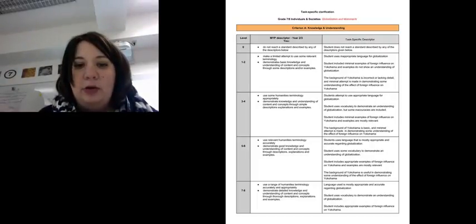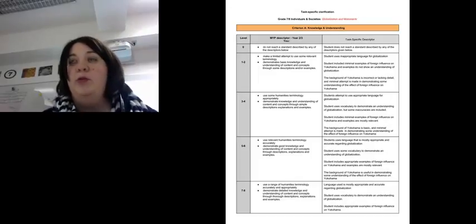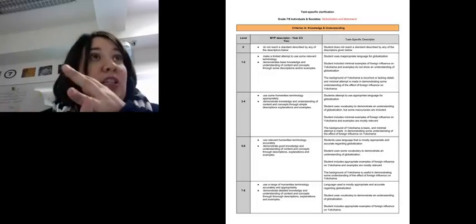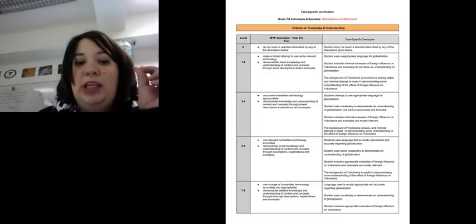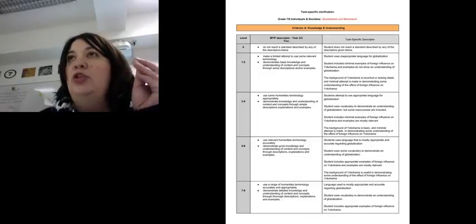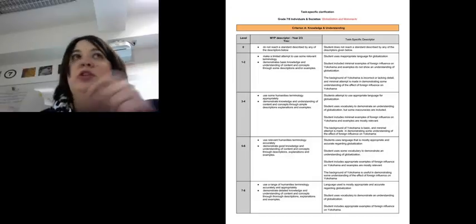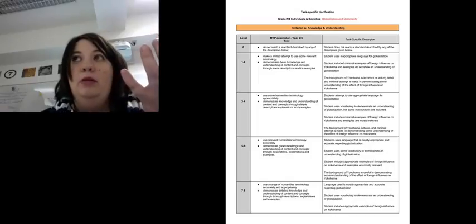Keep on moving down. Student uses appropriate examples of foreign influence from Yokohama. So that will be your history of Yokohama, your written, your Motomachi map, and your annotated map. This one in particular will be your annotated map. Did you choose appropriate examples? You know, did it make sense, the ones that you chose to talk about?